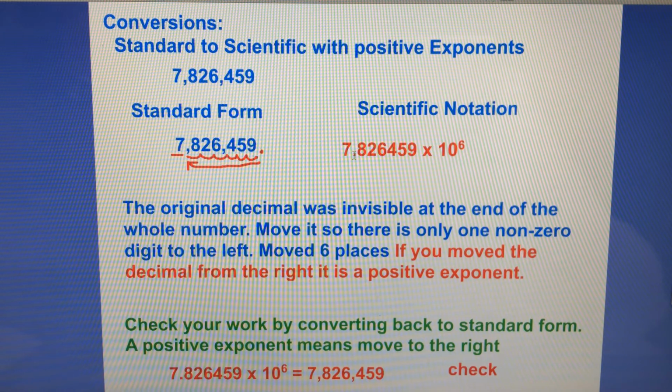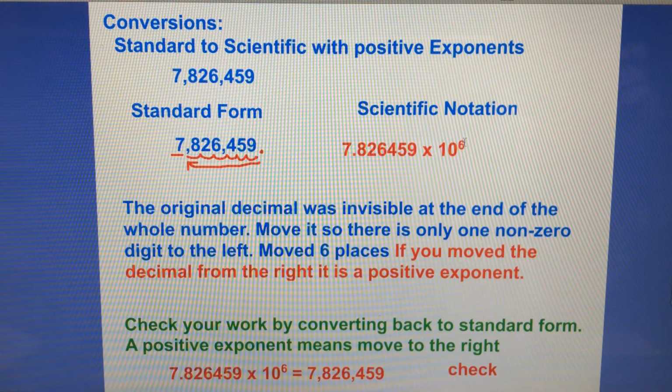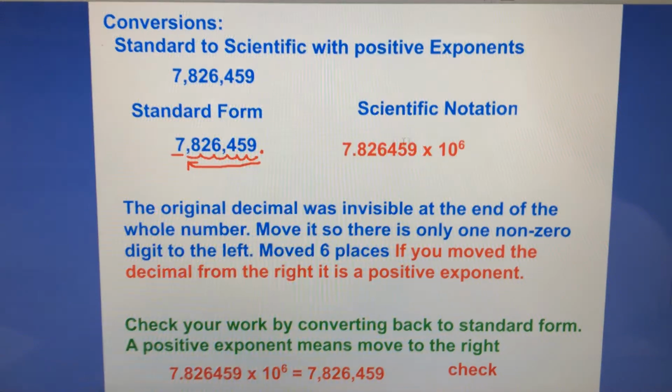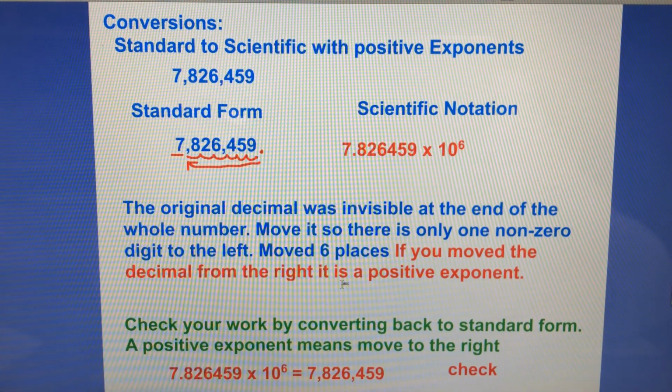So I have 7.826459 times 10 to the 6th. My last decision is: is that 6 a positive exponent or a negative exponent? Well, when you move the decimal from the right, it means it's a positive exponent. I also know that this number was a nice big positive whole number, which leads me to believe it's going to be positive. But the best way to know if you did it right, check your work by converting back to standard form.